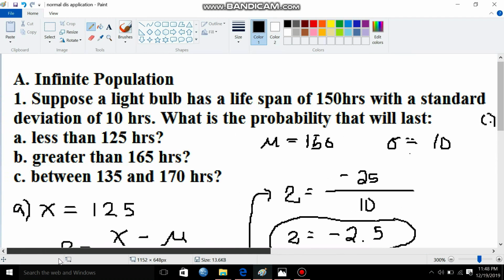So that's it. That's how we're going to solve for the problems involving normal distributions, or the applications of normal distributions involving infinite populations.